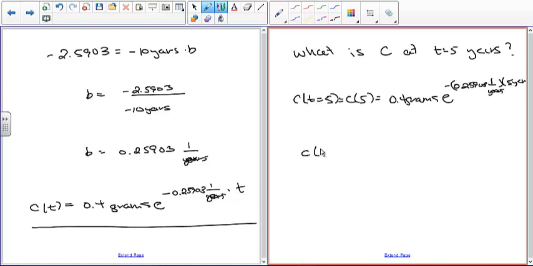So c of 5 is going to be 0.4 grams e, and if we multiply this out, so we'll take 0.259 times negative 5, is negative 1.2951.